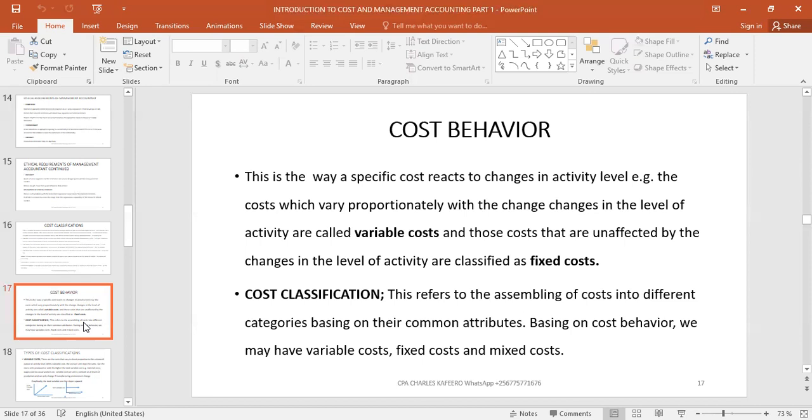So allow me to proceed. I want to explain something about cost classification. What is cost classification? This refers to the assembling of costs in different categories based on their common attributes. Here we are grouping costs according to their common characteristics.